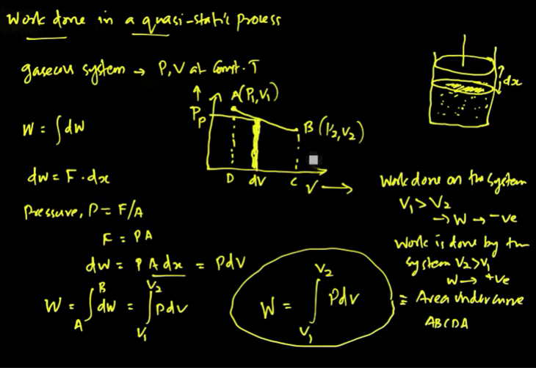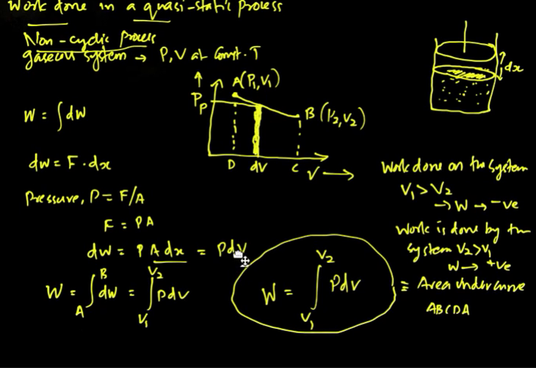So this work is actually for a system when it undergoes a change in its state from the state represented by A to B in the indicator diagram. So this is actually a non-cyclic process. So this is the work done in a non-cyclic quasi-static process. Now we have to discuss what will be this work when the system undergoes a cyclic process.